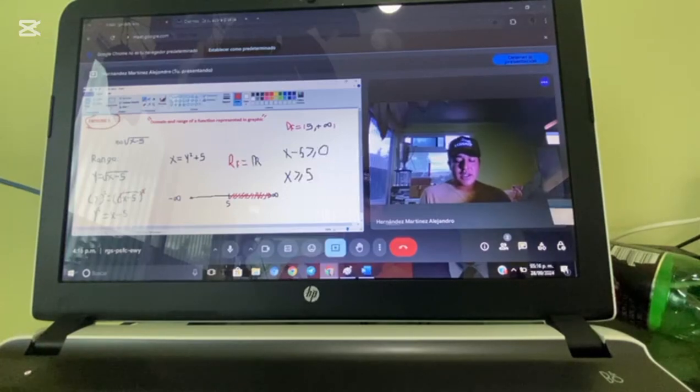Definition of domain and range. Domain: this is the set of all x values that can be entered into the function. In this case, the function is defined for real numbers, meaning the domain of f(x) is minus infinity to plus infinity, which means there are no restrictions on the values x can take.